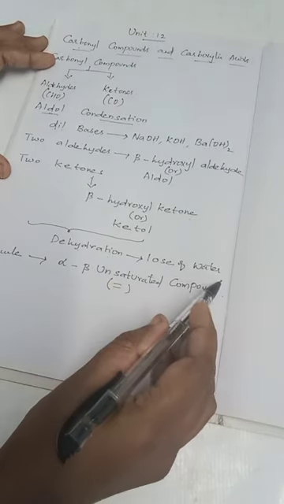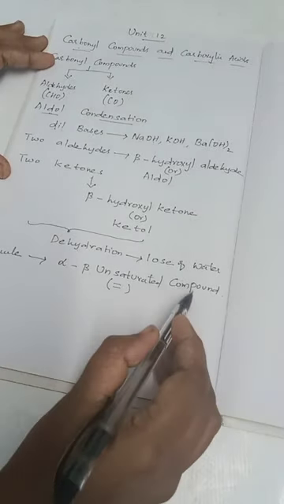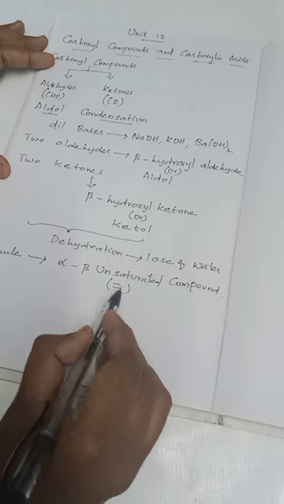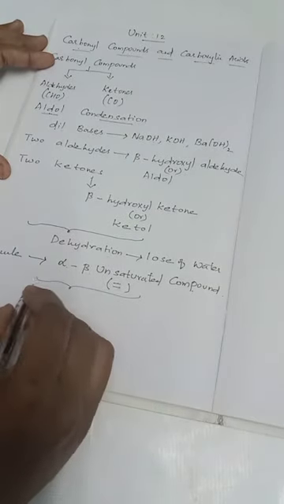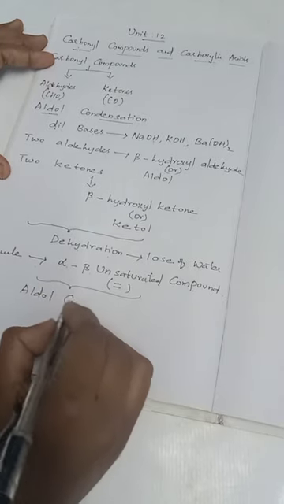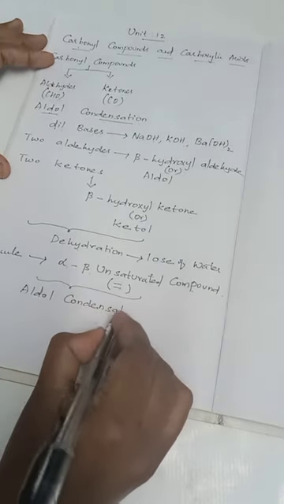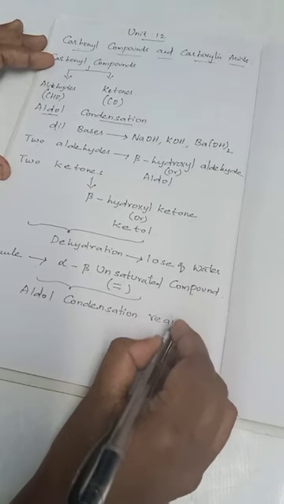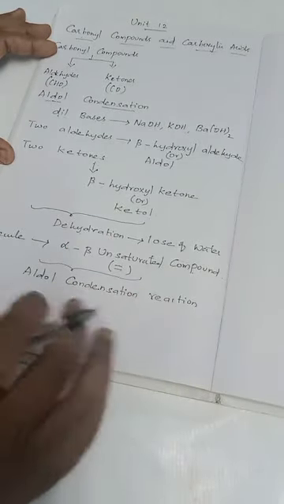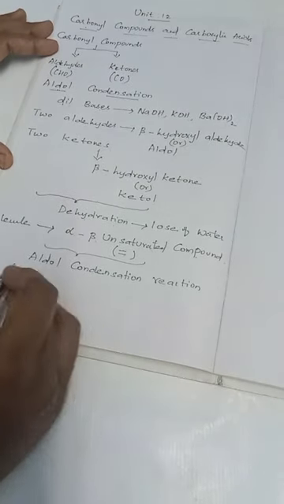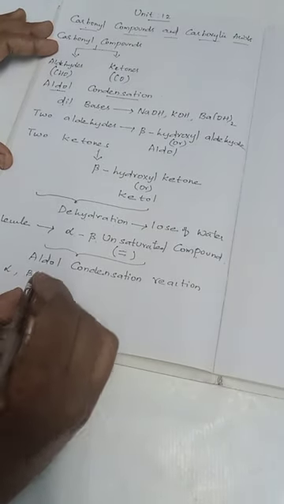Dehydration is nothing but the loss of a water molecule, and we will get the product as an alpha beta unsaturated compound. Unsaturated means you know that it is a double bonded product. At the end, we will get a double bonded product. This mechanism or this reaction is known as the Aldol condensation reaction. Now we are saying beta hydroxyl product, alpha beta unsaturated compound. Now we should know what is meant by alpha and beta.